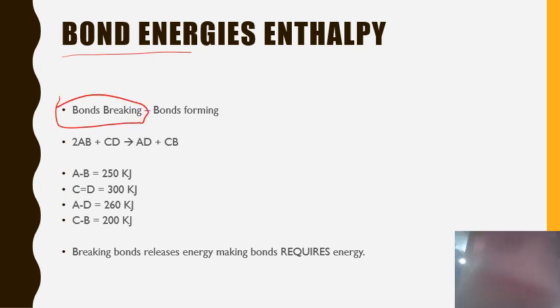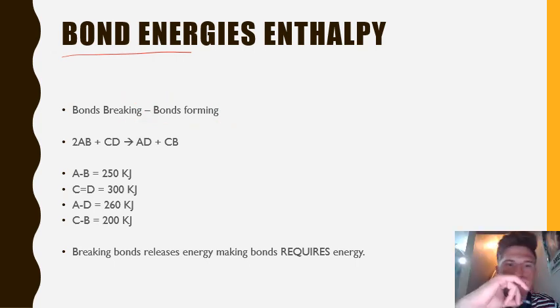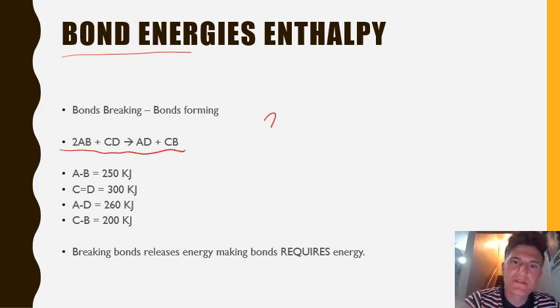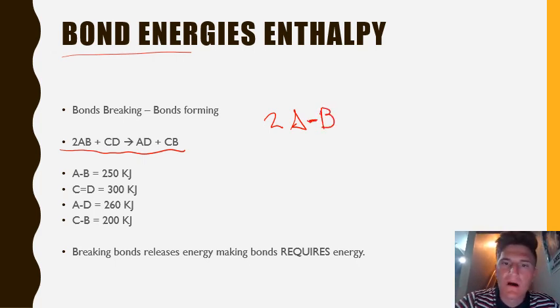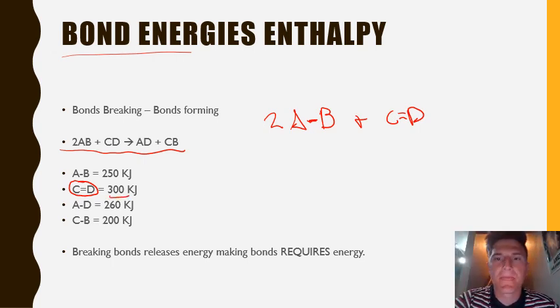And so when it comes to the bond energies of enthalpy, we're going to go with the bonds breaking minus the bonds forming, in contrast to the products minus reactants. And so in this situation, with this example here, we can see that we have 2 moles of AB breaking, and that's a single bond, plus 1 mole of CD breaking, and that's a double bond. And so we can see here that the double bond broken is 300 kilojoules.